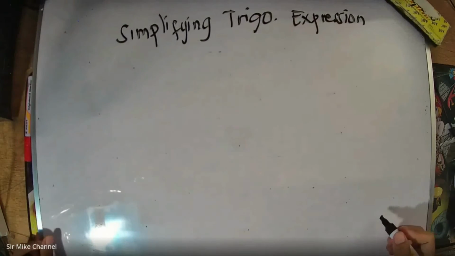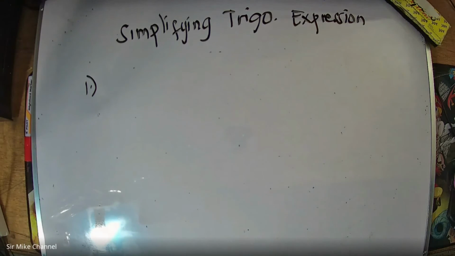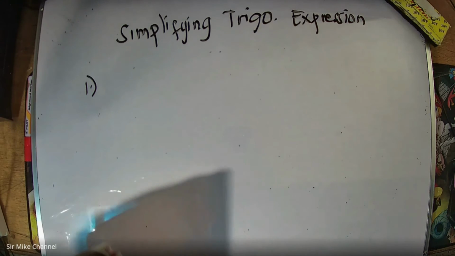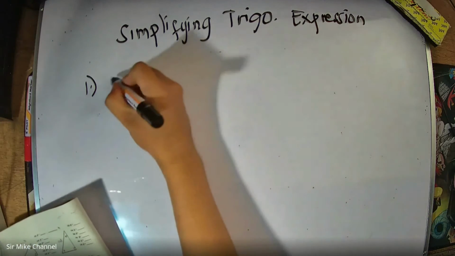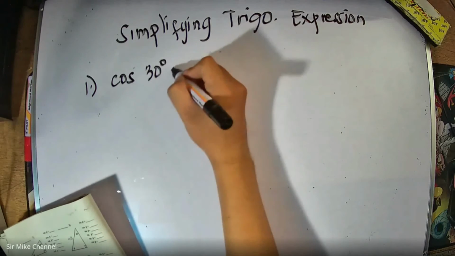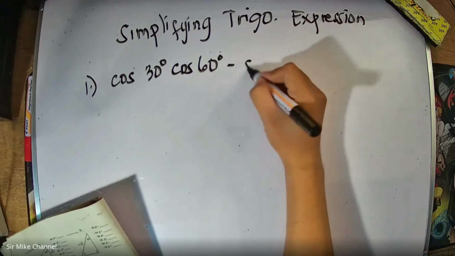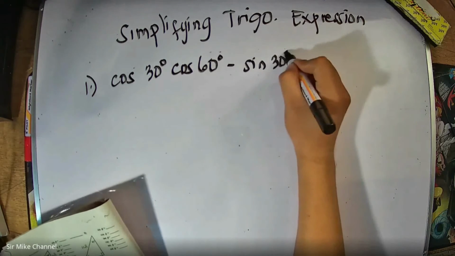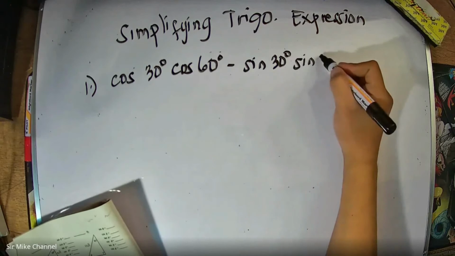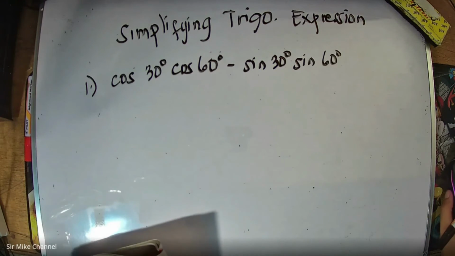Okay, so for example number 1. So number 1 example, meron tayong, let's say, cosine 30 degrees, cosine 60 degrees, minus sine 30 degrees, sine 60 degrees. Ito yung example natin.